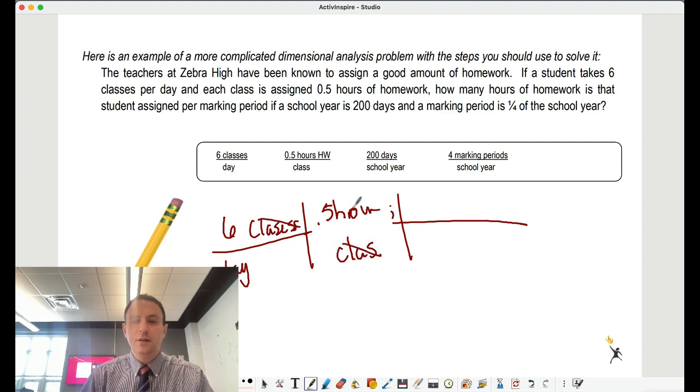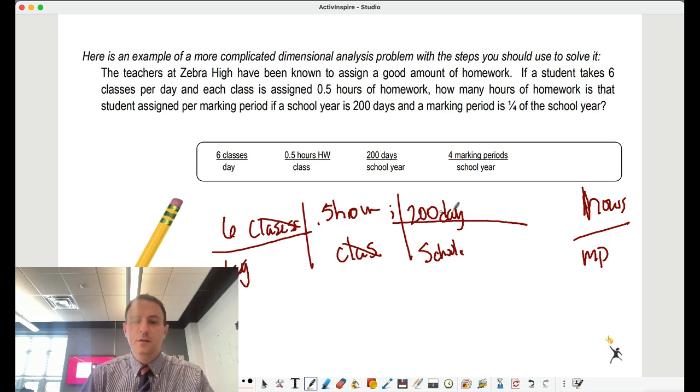That would cancel, and I get rid of hour. So I've got hours. Hours is where it needs to be. It's the answer to the question. It's hours over here over marking period, MP. Okay, so I need to go get rid of days. So there's 200 days over school year.